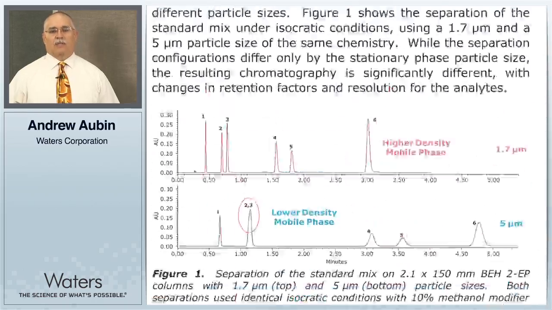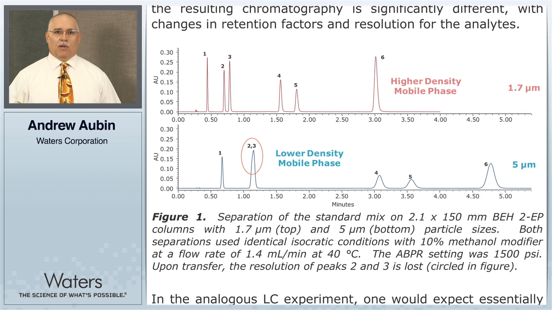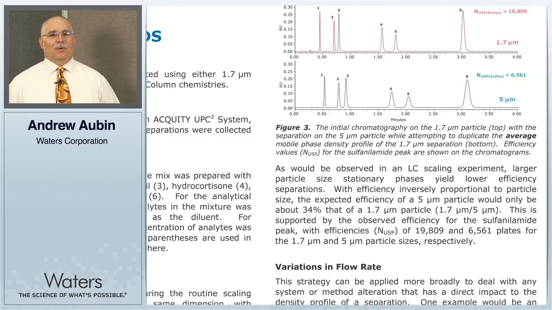You can see in figure 1 an example of a particle size change with identical chromatographic conditions. Looking at this chromatography, we can see, although the conditions are identical, the chromatography is significantly different. This is functionally because the density of the carbon dioxide in these two separations was different. So if we want to do scaling accurately and precisely, we need to control the density between these two separations. So how do we do this?